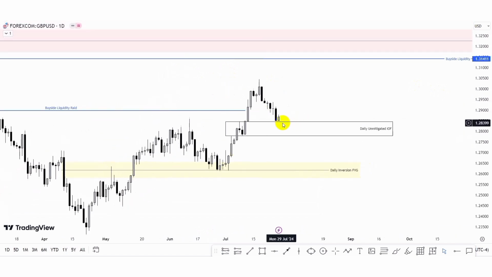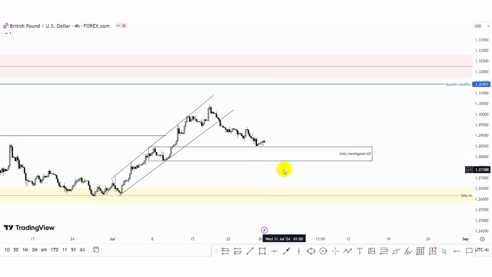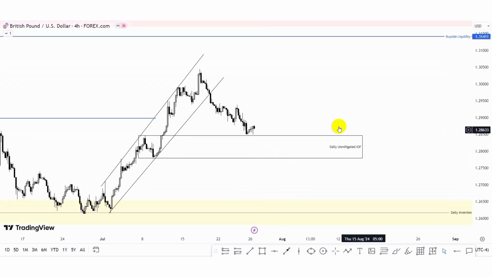So first, for the coming week, we should anticipate price to push downwards, mitigate the unmitigated institutional order flow, and then we find structure within lower time frame. So actually frame the bullish move to the upside. So let's check out the 4-hour time frame. So here we are in the 4-hour time frame.